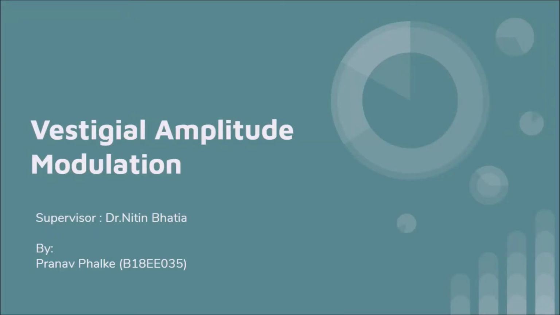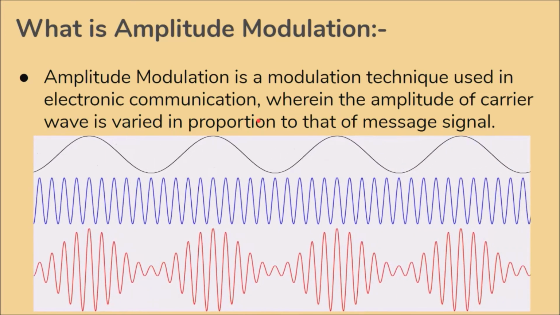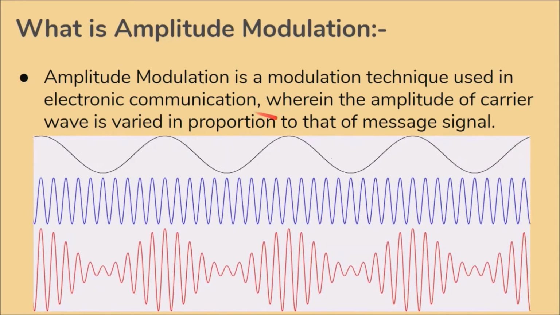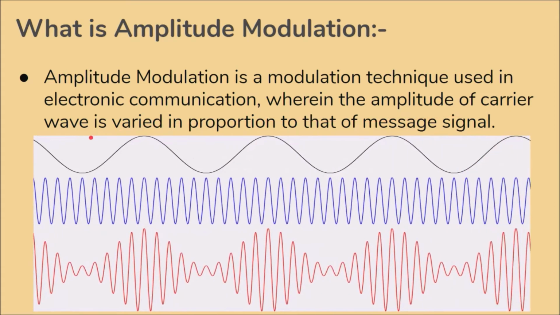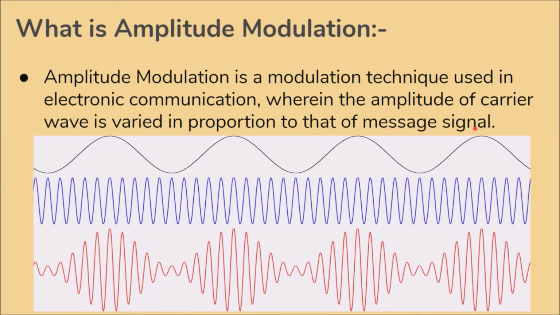Hello, today we are going to learn about vestigial amplitude modulation, how to generate a VSB signal, modulate it and demodulate it. So let's first learn what amplitude modulation is. Amplitude modulation is a technique used in communication systems wherein the amplitude of the carrier wave is varied in proportion to that of the message signal. Now what does that mean?